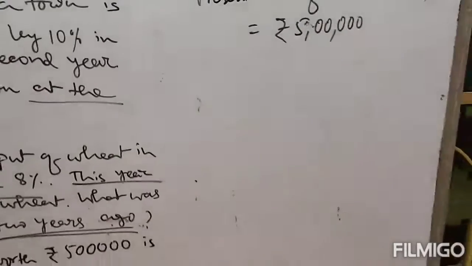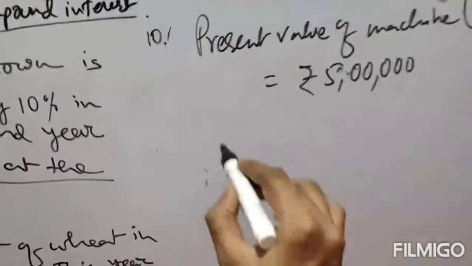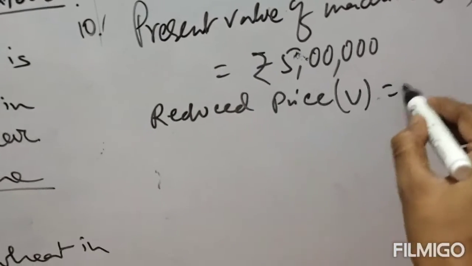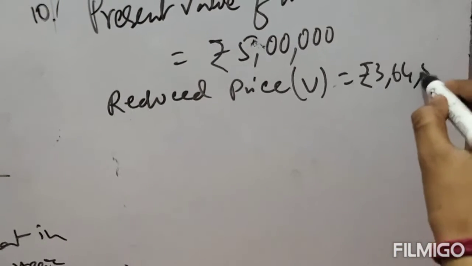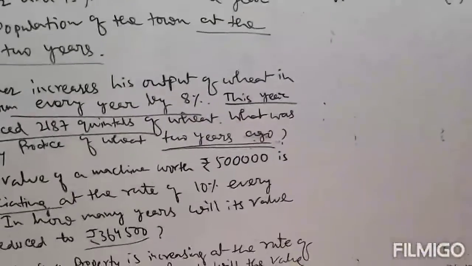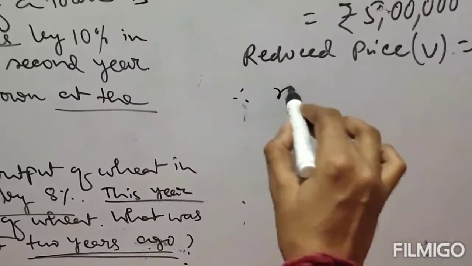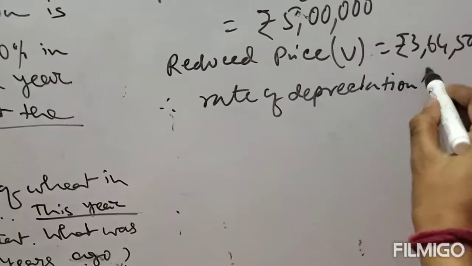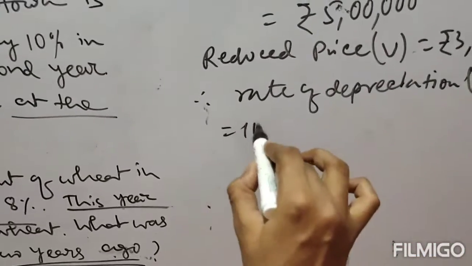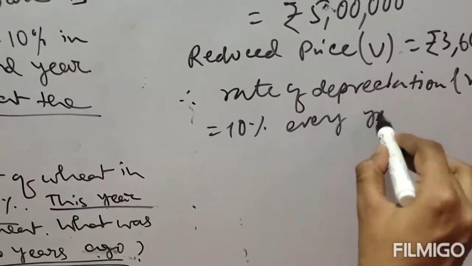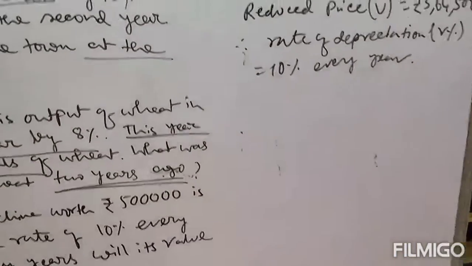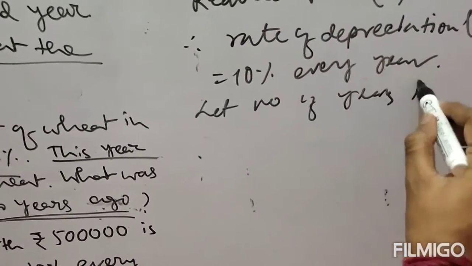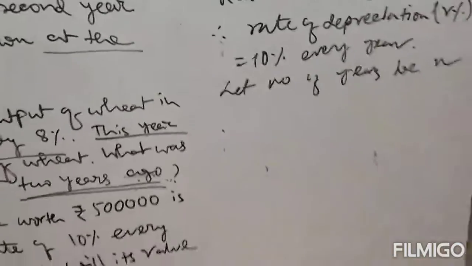In case of depreciating, present value is represented as V0. Now the reduced price, represented with V, will be rupees 3,64,500. It is given. We have to find out how many years. The rate of depreciation is given as 10% every year. Clear? We have to find how many years. Let the number of years be n.